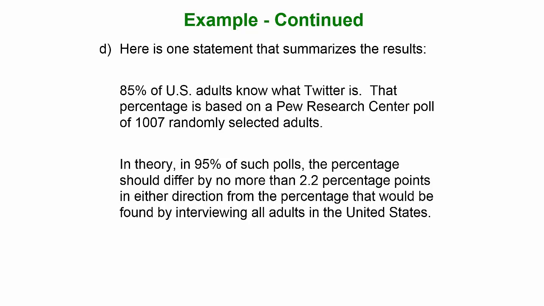In theory, in 95% of such polls, so this comes from the confidence level, the percentage should differ by no more than 2.2 percentage points. So this right here is the margin of error, and we're rounding it off for our report, in either direction from the percentage that would be found by interviewing all adults in the United States. So this is just one way to interpret the interval that we had.